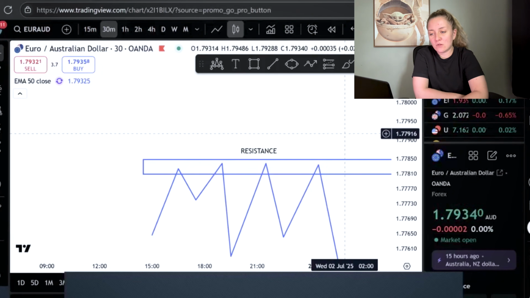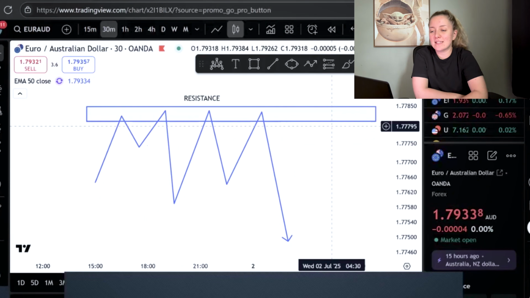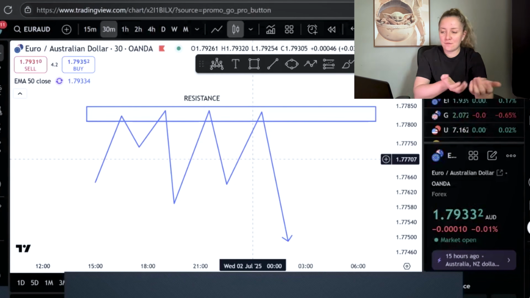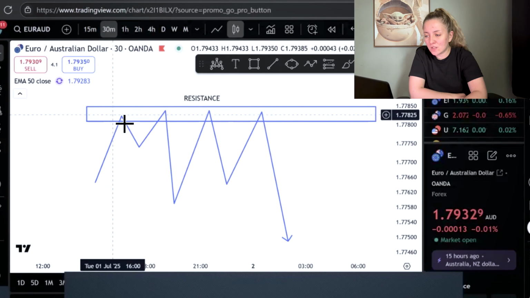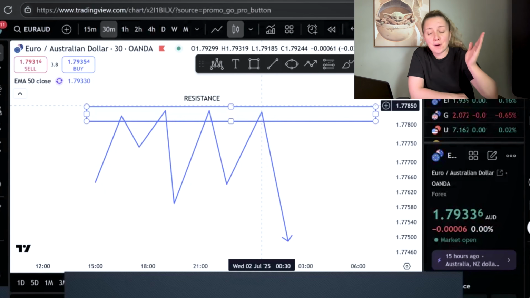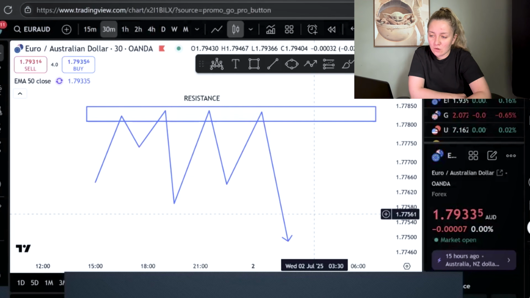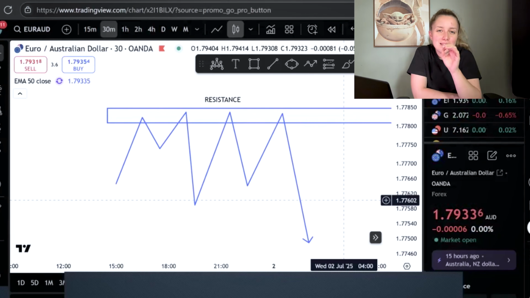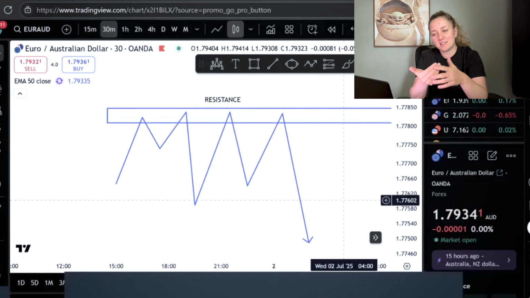If we then have a little look at resistance, it is doing the same exact thing, just opposite, essentially. So remember, resistance is our ceiling, the same way support is our floor. So as we can see, price is rejecting and failing to break above. So it continues to go lower. So it is there to restrict price from going higher, okay? With that being said, it does not mean that price cannot turn support into resistance and resistance into support.